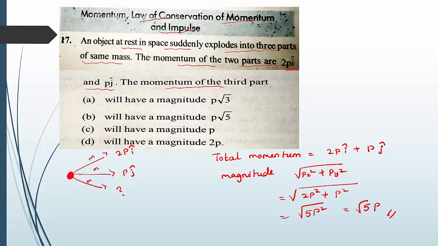So here we want the third part. The combination of the first two parts gives the third part, so that gives square root of 5p. You can observe the given options here. The second option is right, it has the magnitude p root 5. Option B is the right answer.